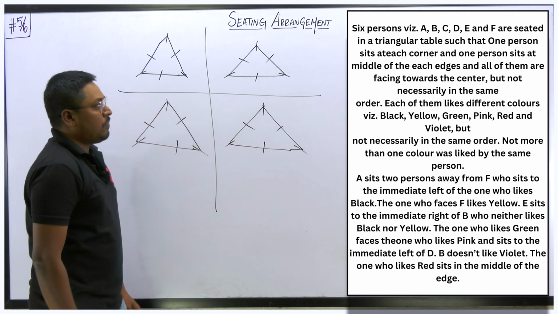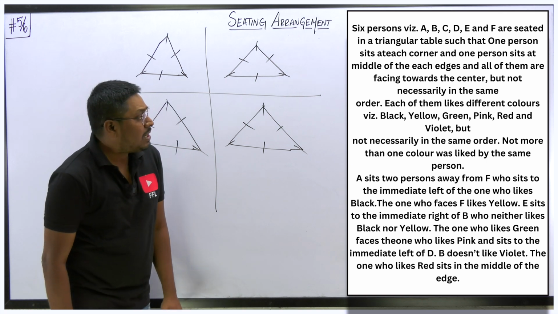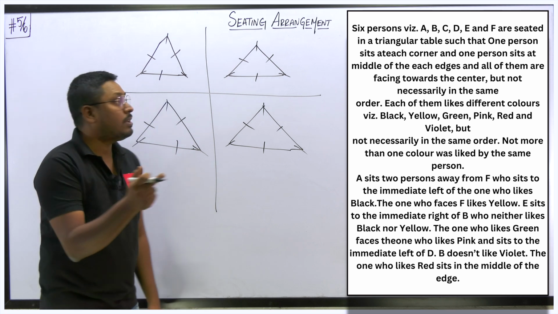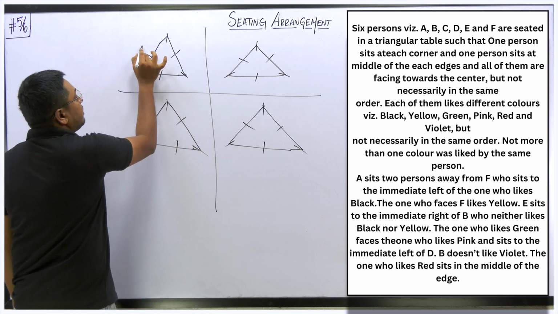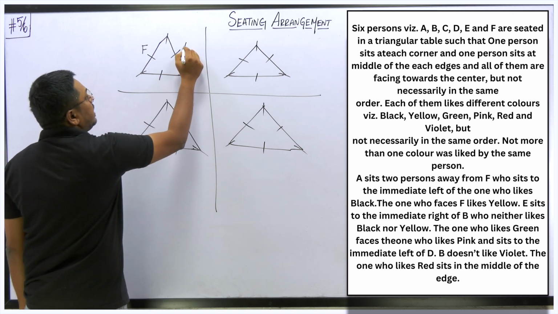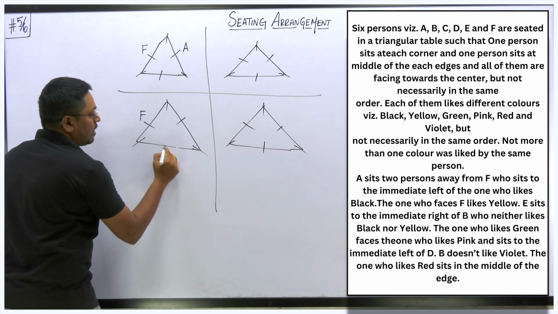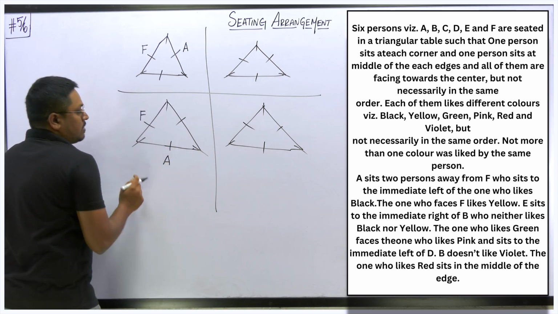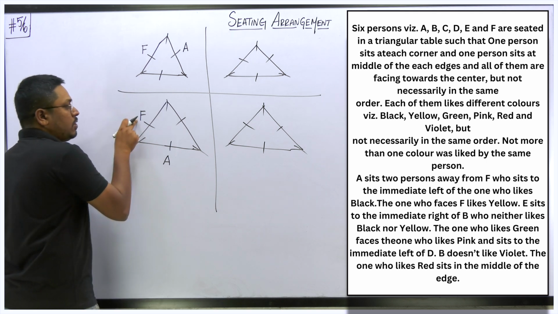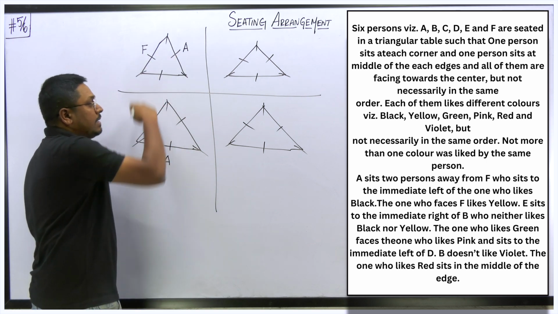So now what we found is A sits 2 persons away from F. But we don't know whether F is sitting at the corner or in the middle. So let me fix in the diagram that F is sitting in the middle, right? So 2 persons away, either A can be placed here or else A can be placed here, right? There are 2 chances. A is 2 persons away from F, 1 and 2, right? But we don't know whether it is the right hand side or left hand side.